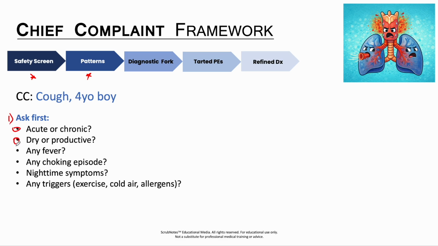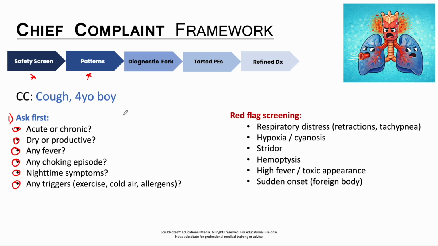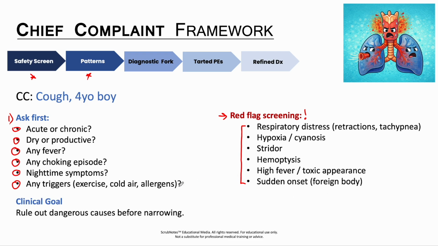Is it acute or chronic? Is it dry or productive? What does it sound like? Is there any fever? And were there any choking episodes? And at the same time, we're always wanting to screen for red flags. So we want to check for things like respiratory distress, hypoxia or cyanosis, stridor, and sudden onset. Because in peds, airway problems can escalate quickly. So the goal here is simple. We want to rule out dangerous causes first before we start narrowing our differential.